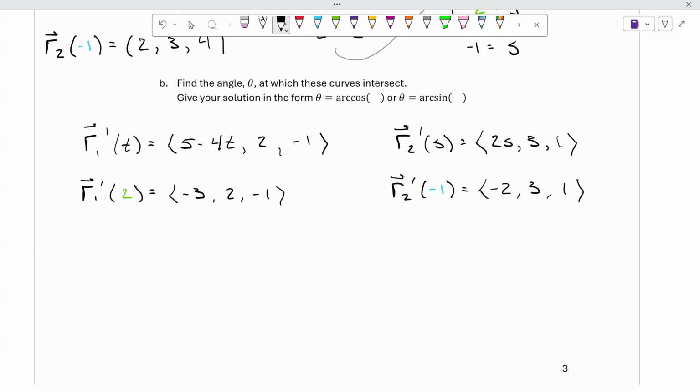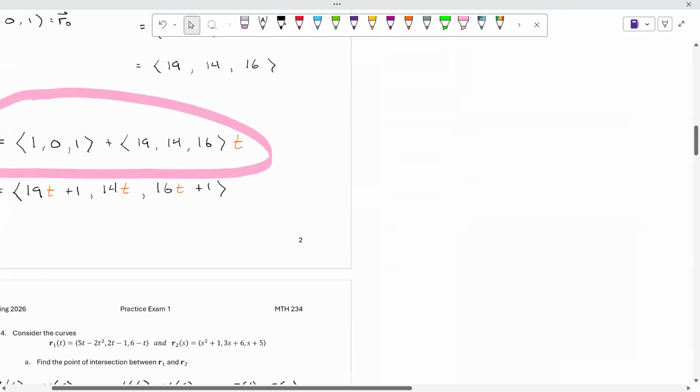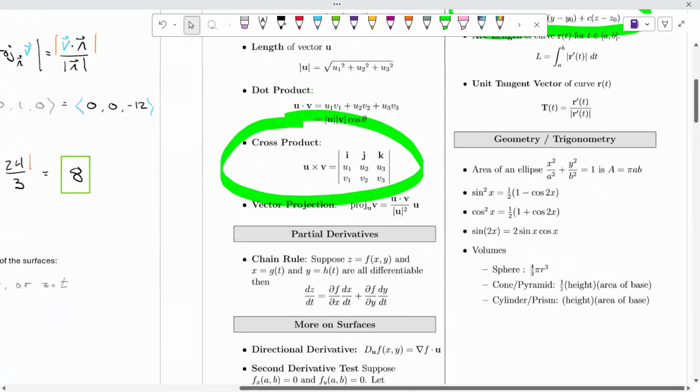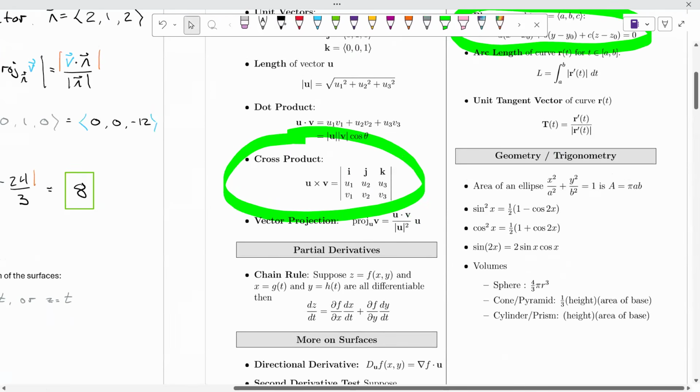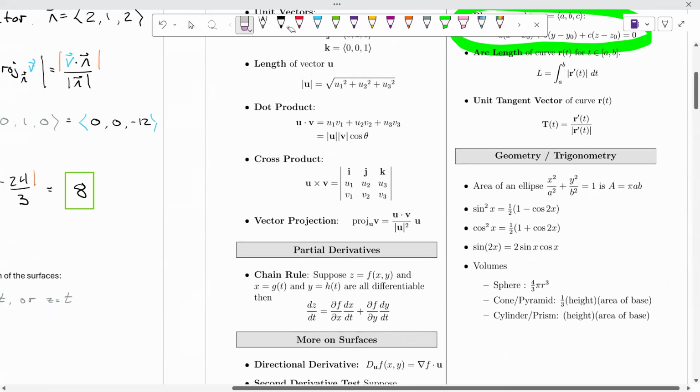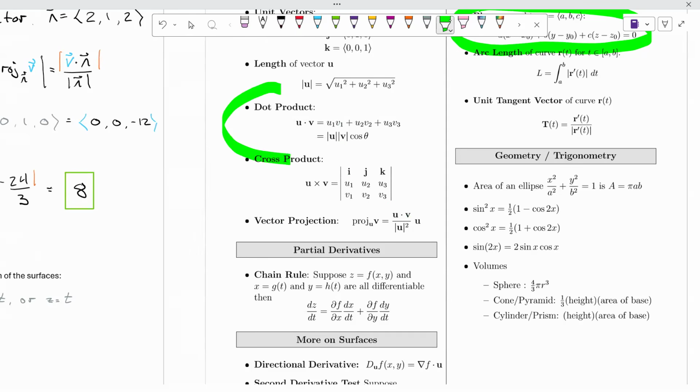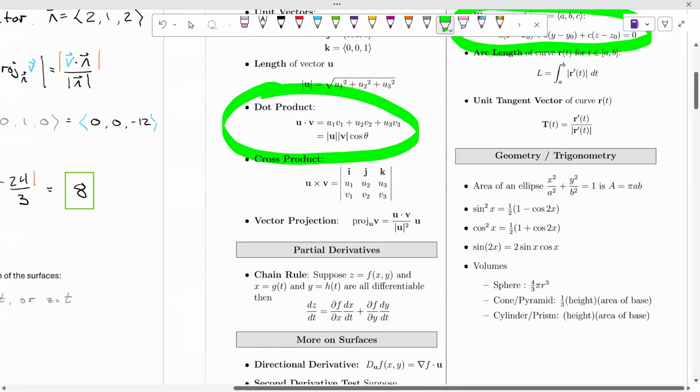Right, I've got my tangent vectors. How do I turn that into an angle? Well, again, we could pop over to our formula sheet and see if it gave us some equation for an angle somewhere. I'm hoping to find an angle between two vectors. And conveniently, I see that in the definition of the dot product.